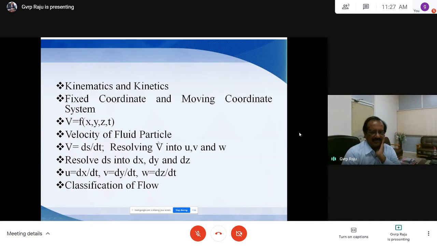Now if you resolve this velocity v into three components in the direction of x, y, z. So we have x, y, z axes, and resolving v into u, v, w.